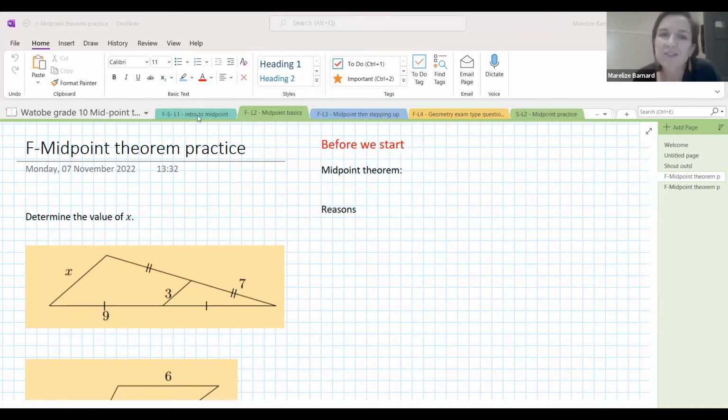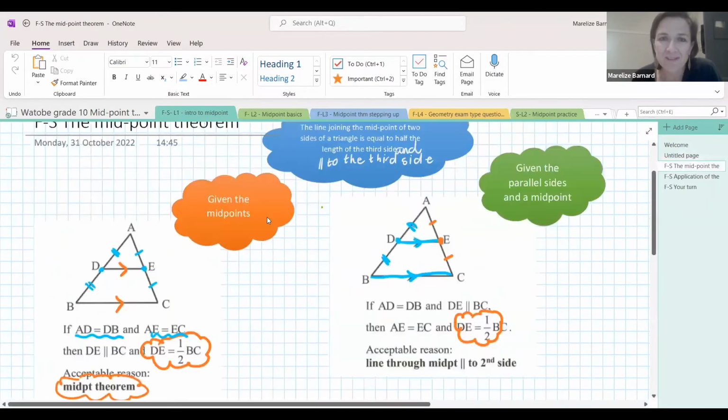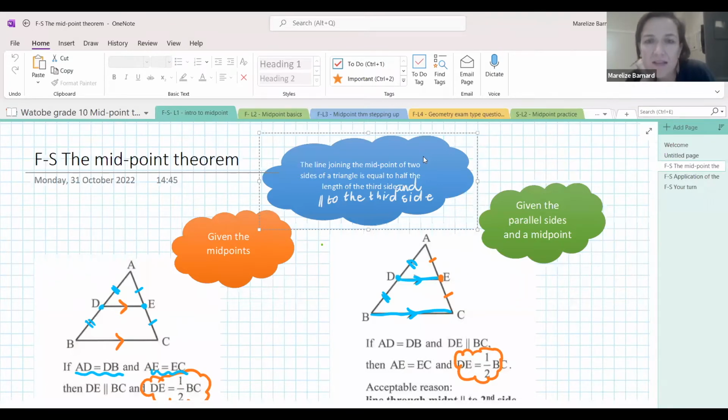Okay, so that's about 2 minutes. And I'm just going to go back to where we started on Tuesday and show you your blue bubble. The midpoint theorem says the line joining the midpoint of two sides of a triangle is equal to half the length of the third side and parallel to the third side. So those are the words of the midpoint theorem.